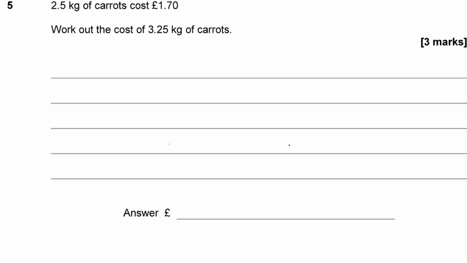Question 5. 2.5 kilograms of carrots cost £1.70. Work out the cost of 3.25 kilograms of carrots. Now I'm going to use a ratio method here called the unitary method. So we're going to start with our weight of carrots and our cost of carrots that we were given. Now we're told that 2.5 kilograms of carrots cost £1.70. So I'm going to write that in as a ratio.